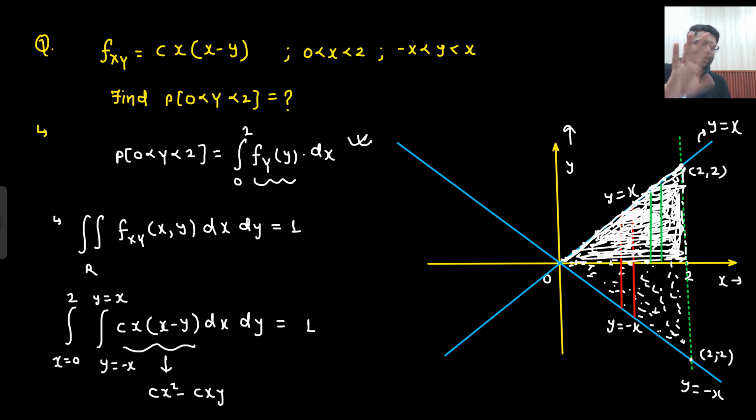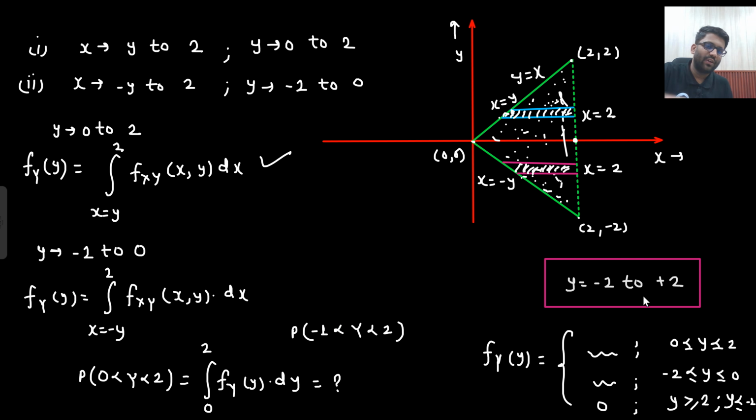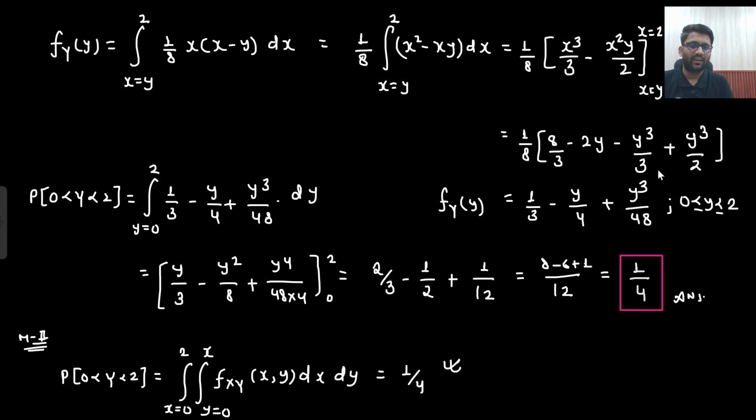So now I will go to my region of operation and see that y is going from minus 2 to 2. In this range, how is x going? When y is going from minus 2 to 0, x is going from minus y to plus 2. And when y is going from 0 to 2, x is going from y to 2. As per the question, I am interested only in fy of y from 0 to 2. That's why I will calculate this particular thing, and I got my answer.